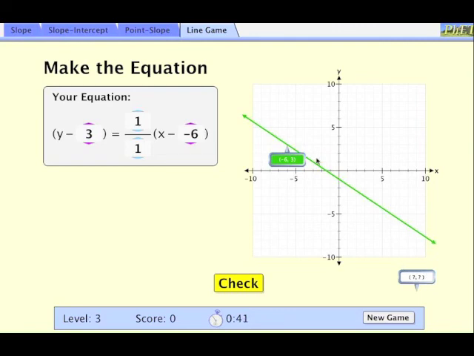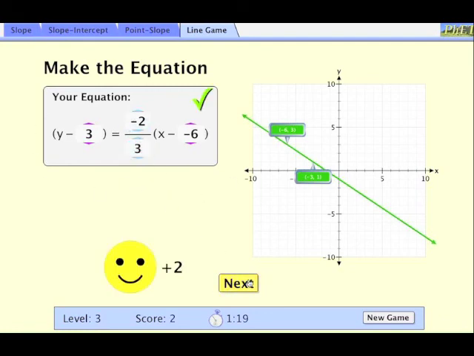Now all we have to do is identify another point on the line. So let's see. Here we go. -3, +1. Now between these 2 points, the rise is -2, the run is +3. So -2, +3. I think that looks right. Let's check it. And it's right.